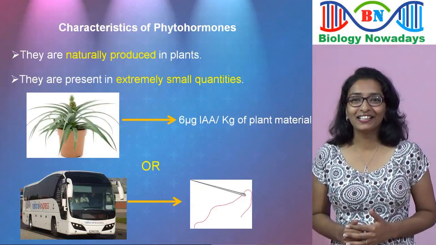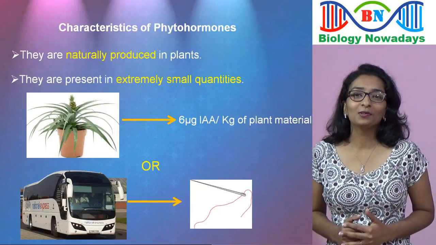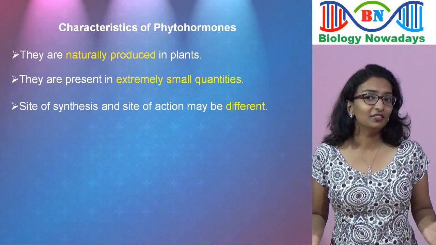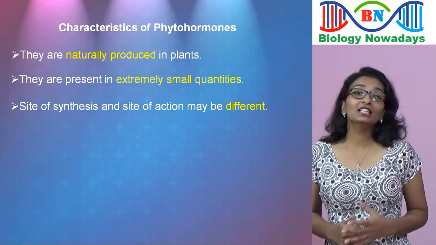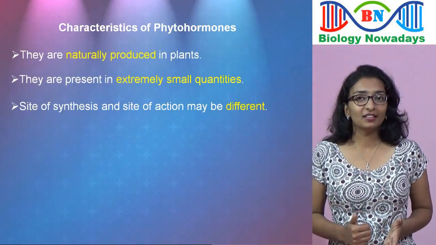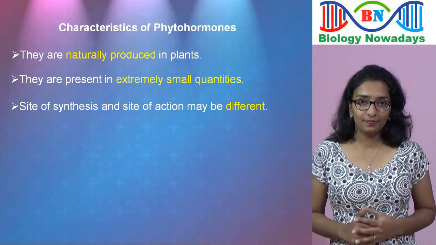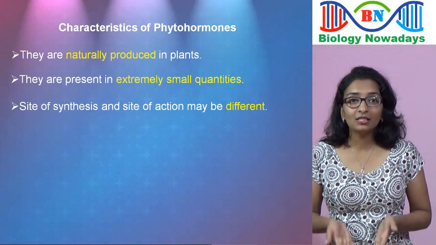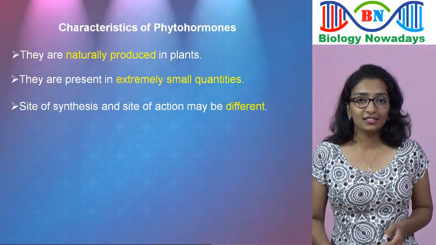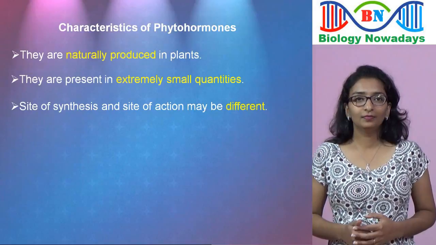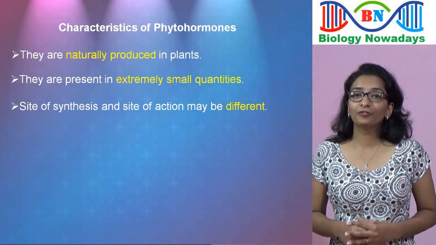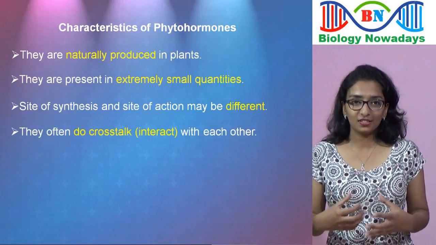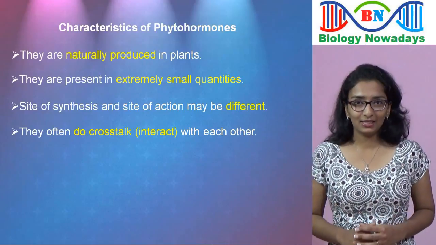That's interesting, right? The third feature of phytohormones is that the site of synthesis and the site of their action can be different. For example, as we saw earlier, cytokinins are mainly produced in the root tips. But besides affecting root growth, these cytokinins are transported to shoot where they affect shoot growth also. Next characteristic of phytohormones is that they often interact or do crosstalk with each other. Let me explain what this means.